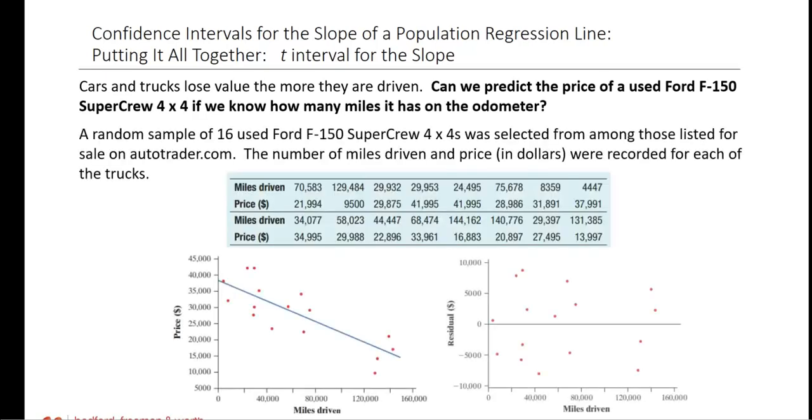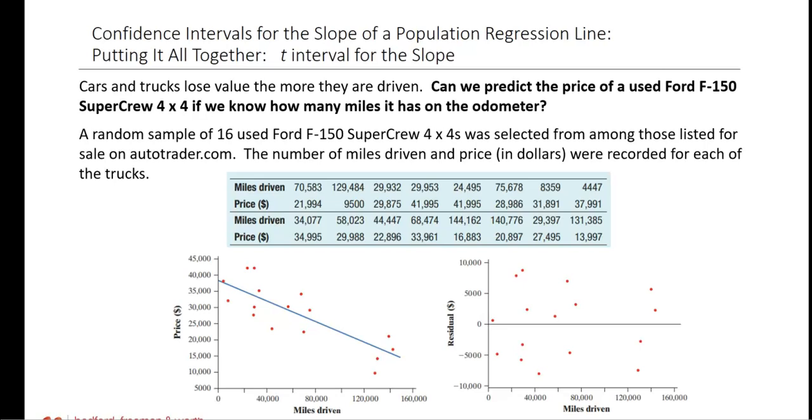I think this is an example that might be on your paper. Can we predict the price of a Ford F-150 if we know how many miles it has on the odometer? We should be able to, reasonably well. The number of miles driven was recorded for each of the trucks. So it looks like cars have what we call a depreciating value. In other words, it goes down over time; you use it more, it gets older, it's not worth as much.